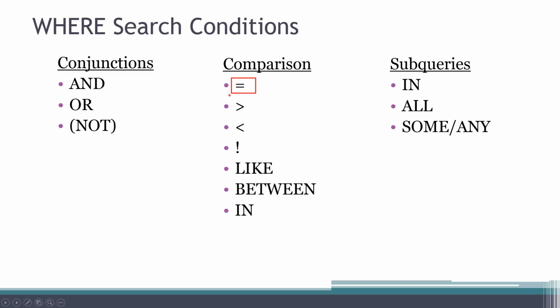We can also do greater than and less than. And these do what you would normally anticipate they would do, which is looking for values that are higher or lower.